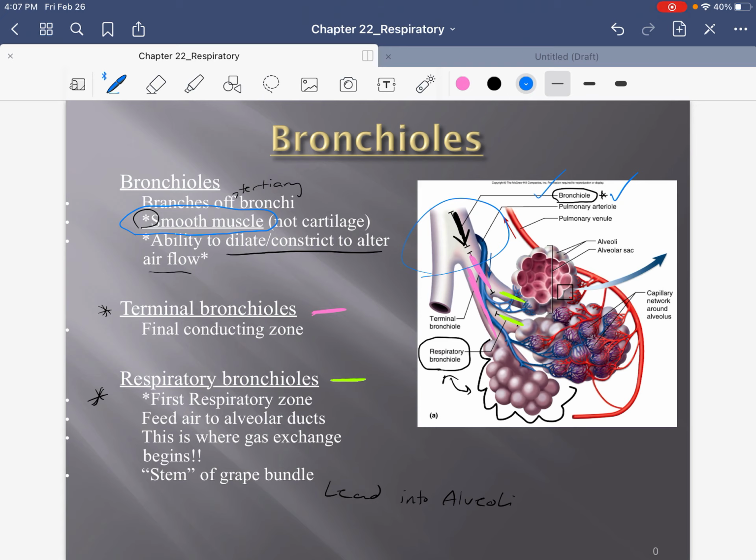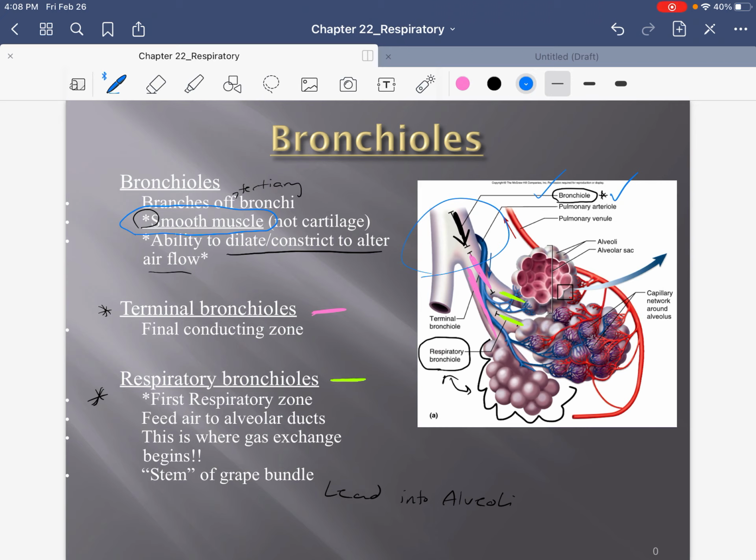Okay, I got a little out of breath. I got so excited. So these bronchioles lead into the terminal bronchiole area in the pink, and then the respiratory bronchioles areas in the green. And this is our first area where we have a respiratory zone.